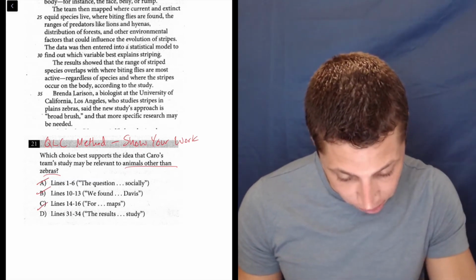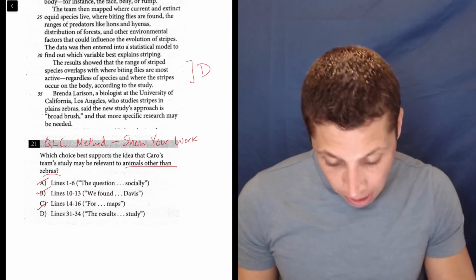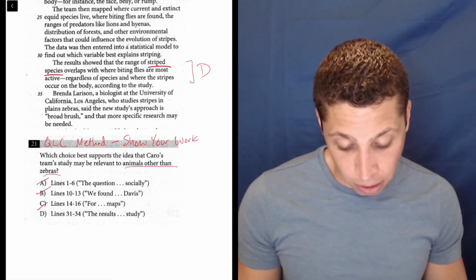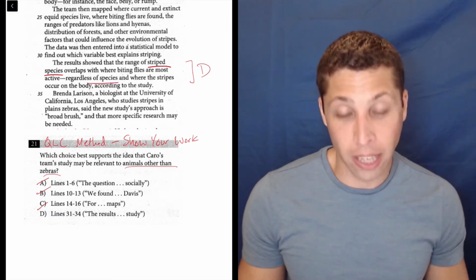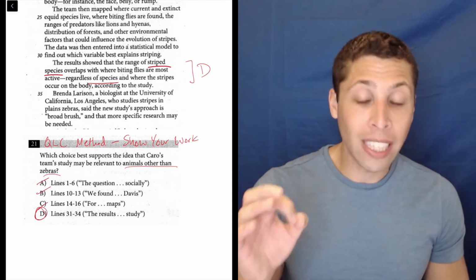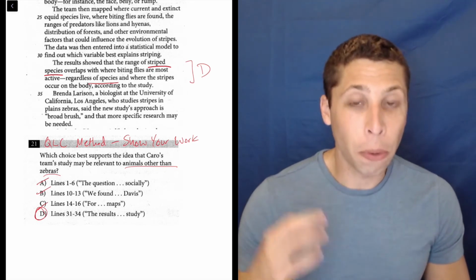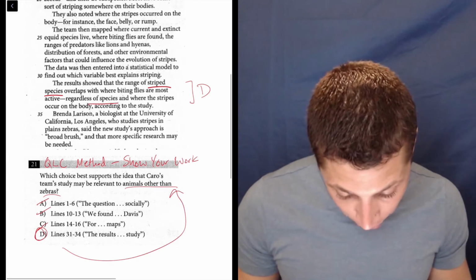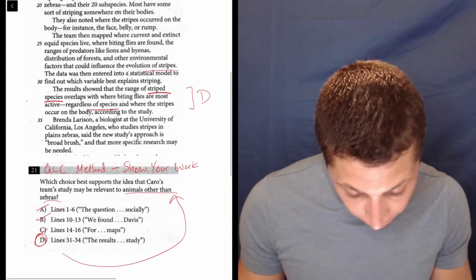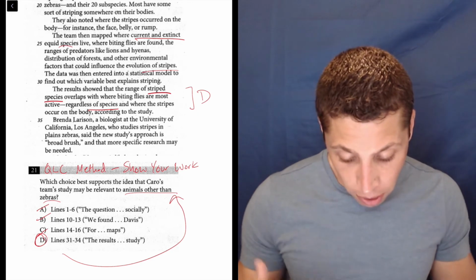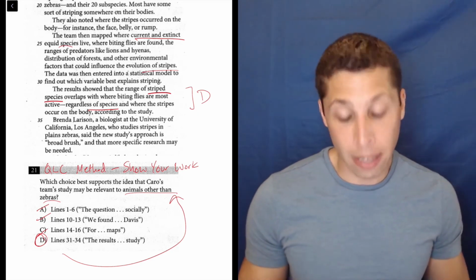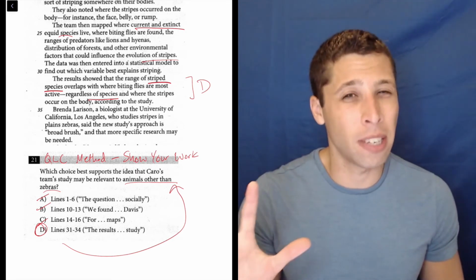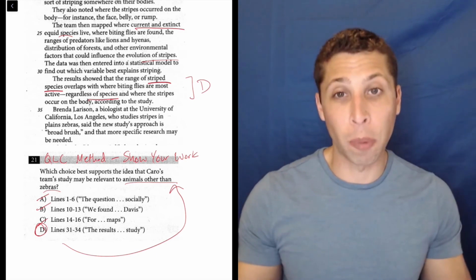This is a kind of random spot compared to the others, 31 to 34. "The results show that the range of striped species overlaps with where biting flies are most active, regardless of species, and where the stripes occur in the body according to the study." So look, it doesn't specifically list other animals, but the fact that we're talking about multiple species, that's a pretty direct link to what we're talking about. And we can go back and we can talk about, look, the evolution of stripes, current and extinct species. So we're talking about other animals. We're not necessarily naming them, but it's very clear that we've moved beyond just the zebra. We're still trying to understand the zebra, but we're looking at it in a way that involves multiple animals, multiple species.